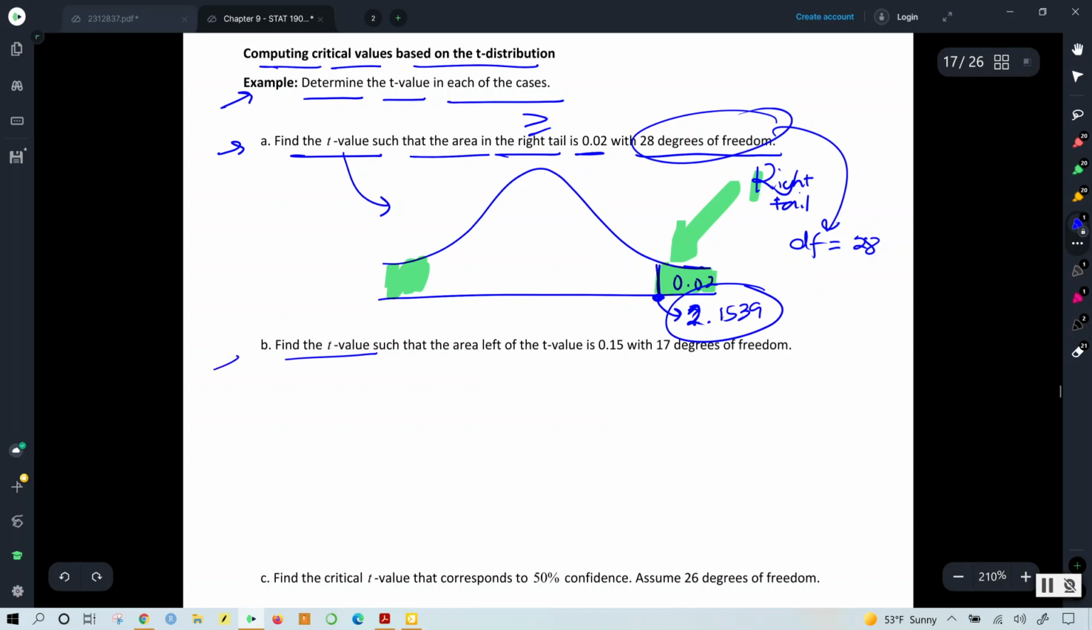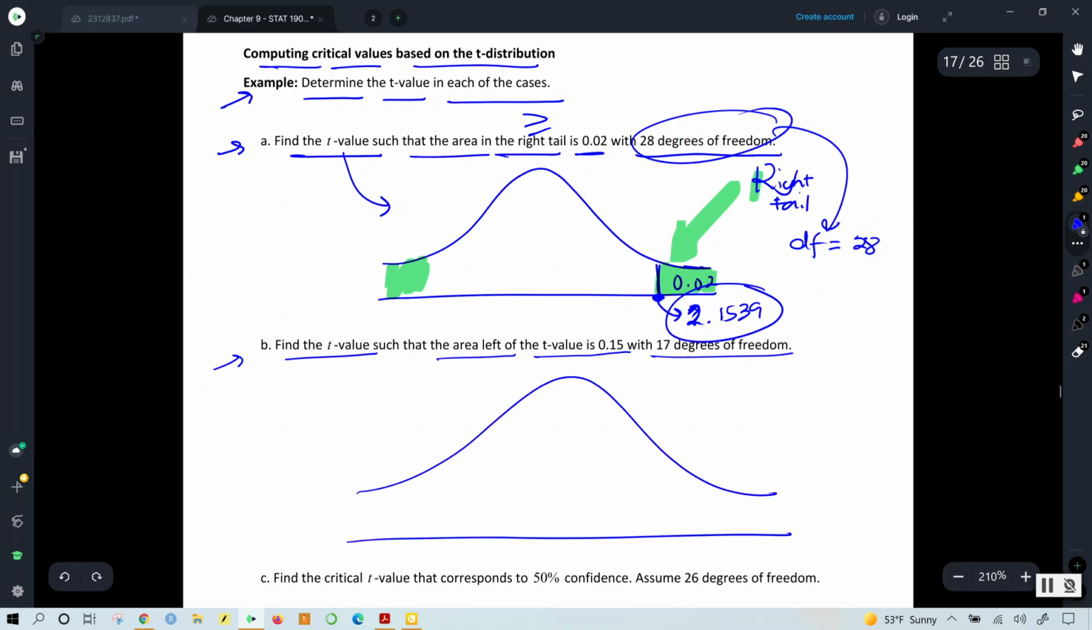Then the next question B, we have to find the T value such that the area left of the T value is 0.15 with 17 degrees of freedom. So again, I'll sketch the T distribution with heavier tails, and I want the area left of a particular unknown T value to be 0.15. So that unknown value is the T value, the area to the left is 0.15, and the degree of freedom is 17. I can go to StatCrunch.